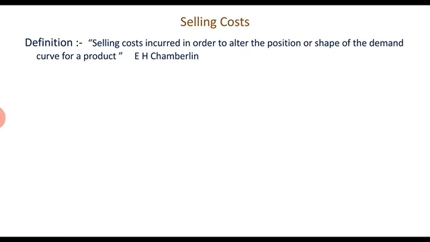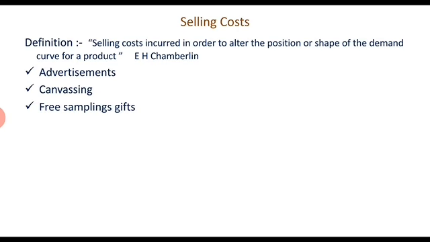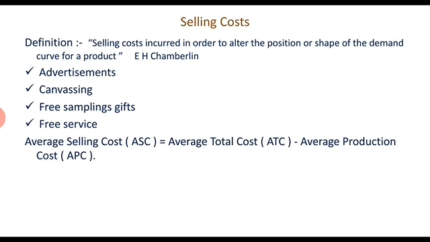Selling costs. Selling costs are incurred in order to alter the position or shape of the demand curve for a product. E.H. Chamberlin. Advertisements, canvassing, free sampling, gifts, free services are some of the examples of selling costs. Average selling cost is equal to average total cost minus average production cost.